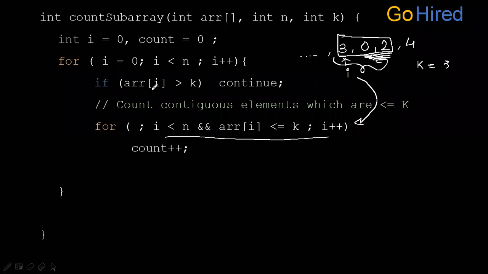For array of i, if it's greater than k, let's say over here it would be 8, we have removed it. When we reach 3, for i equals the same one, array of i is less than or equal to k. Until that time, i plus plus. So 3, 0 and 2, we incremented it and we made the count equal to 3. So far, so good. Understood this part of code?